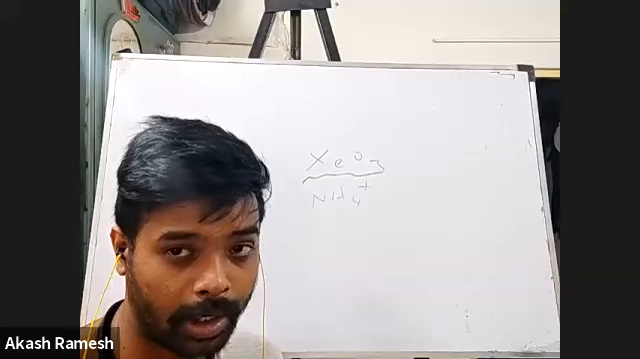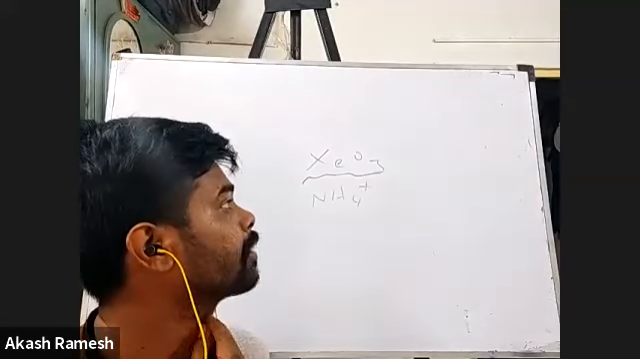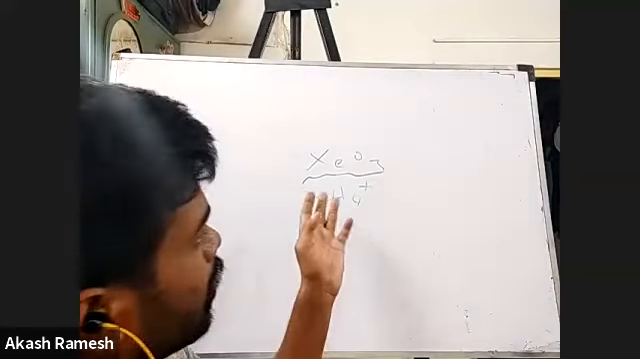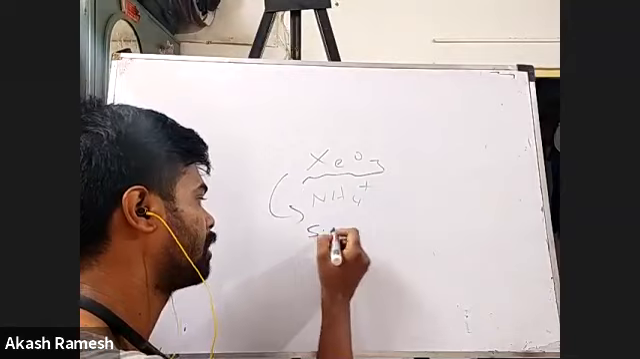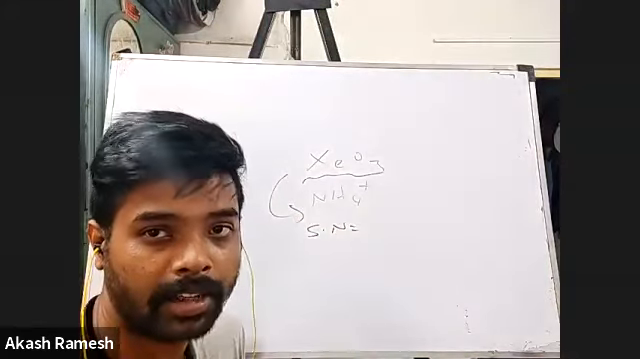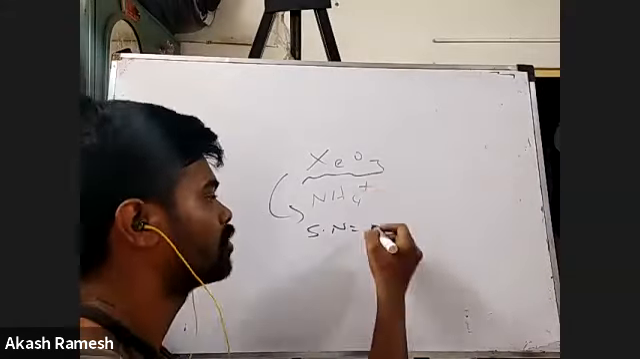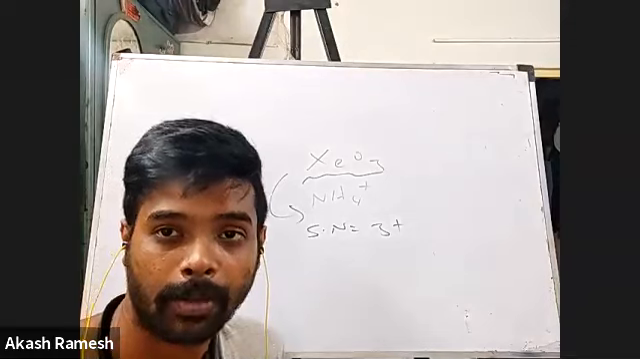Okay. So basically, what you have to understand is, the steric number is the number of bonding atoms plus the number of lone pairs, isn't it? So the number of bonding atoms is 3 oxygen atoms. That I understand. Okay. So what is the number of lone pairs?